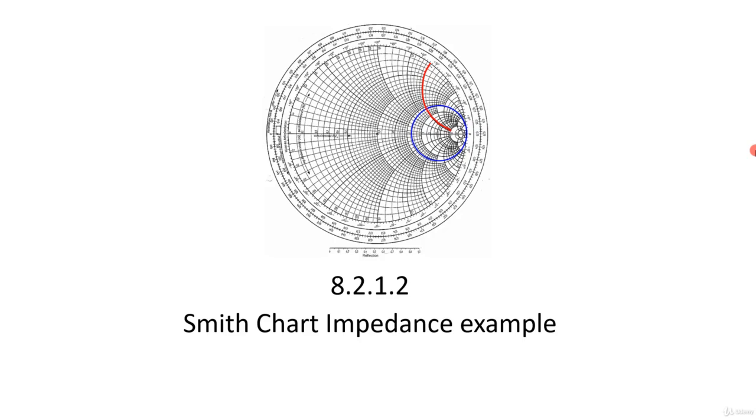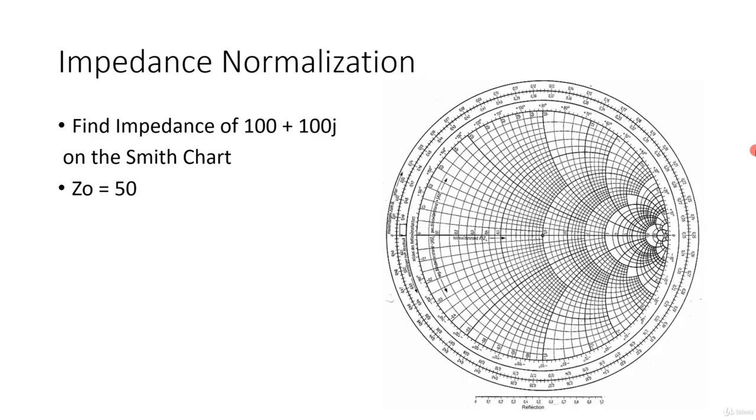In this example, we are going to find our impedance on the Smith chart. So let's see what kind of impedance we have. Assume that we have an impedance of 100 plus 100j, and we want to find this impedance on our Smith chart. The characteristic impedance here is 50. First, we have learned that we have to find the normalized impedance. So I'm starting from this point. My impedance, let's say it's Z1, and this impedance is equal to 100 plus 100j.